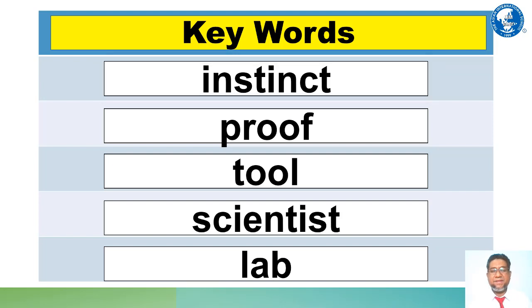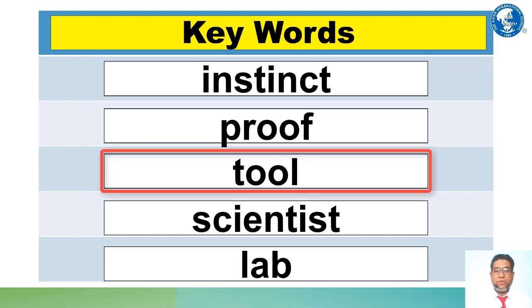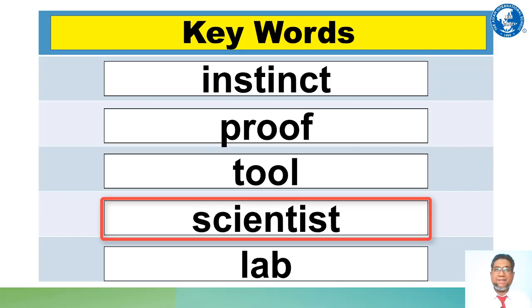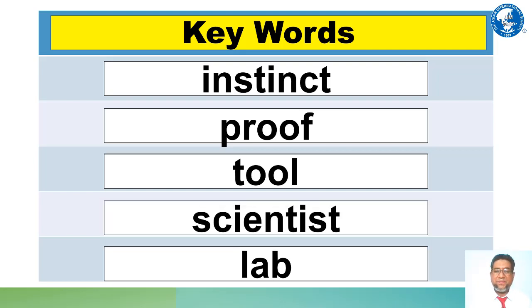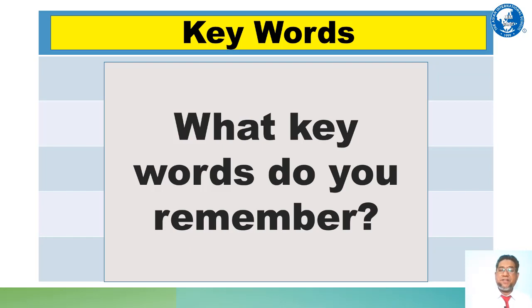Instinct. Proof. Tool. Scientist. Lab. You have just learned the 5 keywords. Do you remember all of them? What keywords do you remember? Very good. So you remember the 5 keywords.